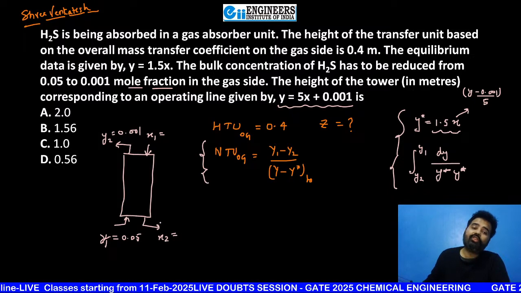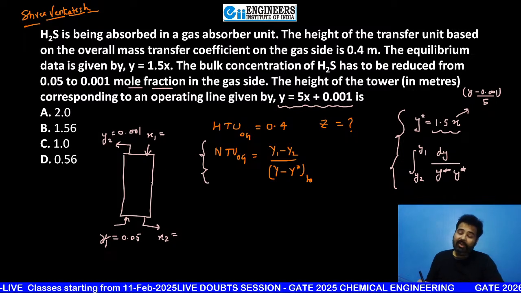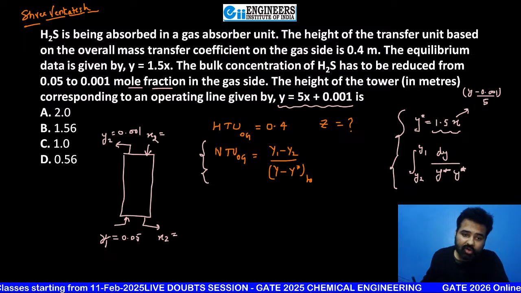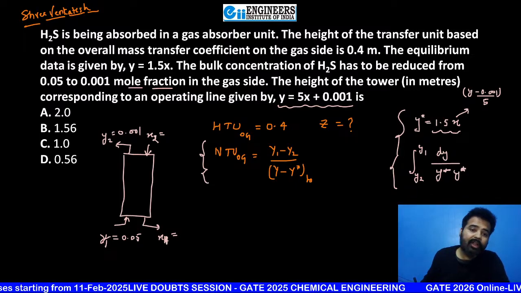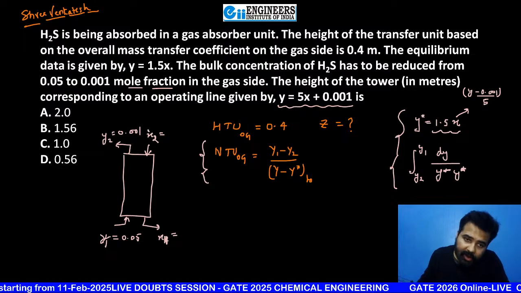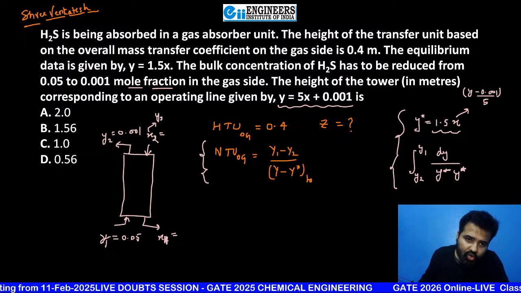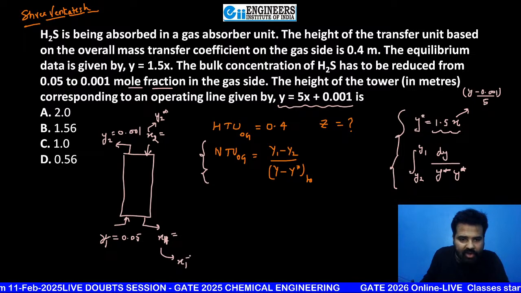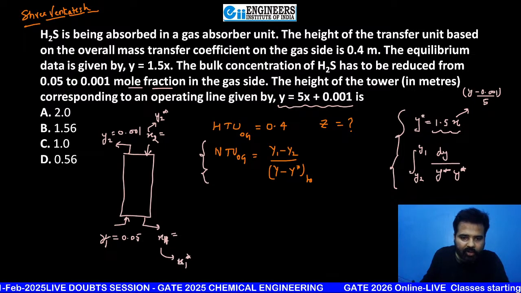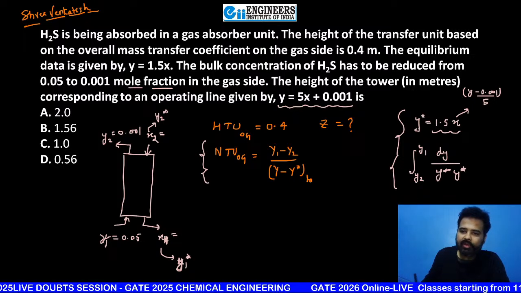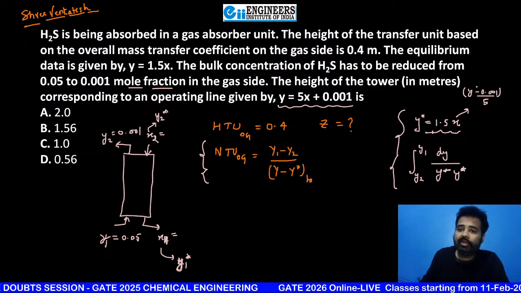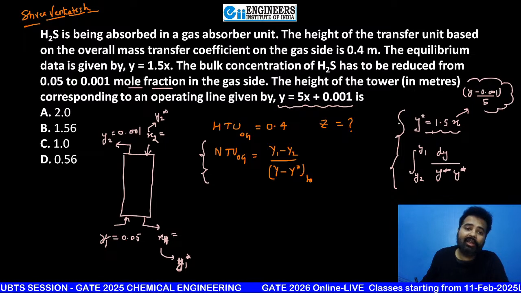If you need x1 x2, why we need x1 and x2 in order to calculate y2, sorry, this is x2, this is x1. Why we need x2 and x1? Because corresponding to this x2 you will get y2 star, corresponding to this x1 you will get y1 star. For star you are going to use that equilibrium relation, and for x2 and for this x1 you are going to use this operating line, because they are real.